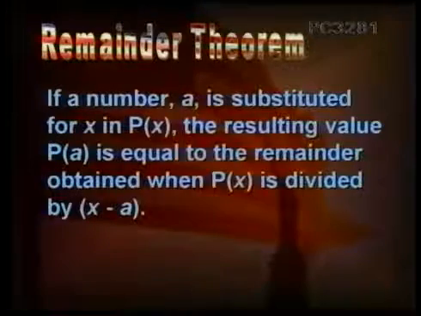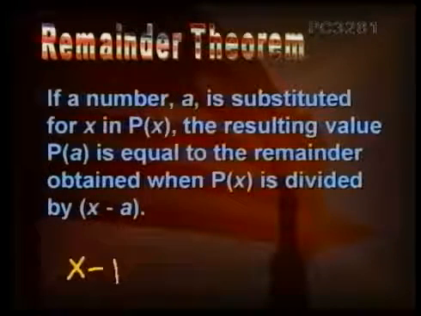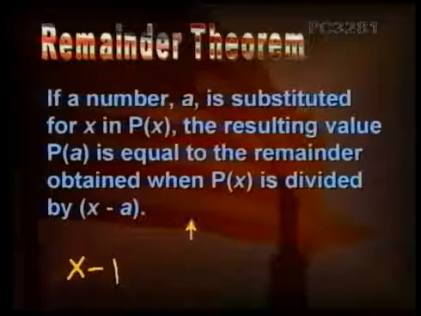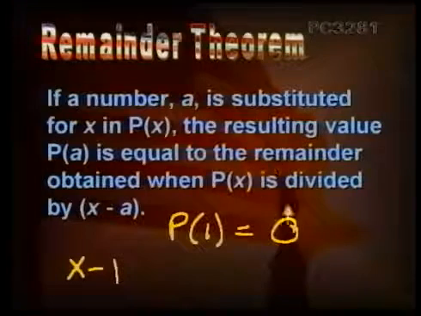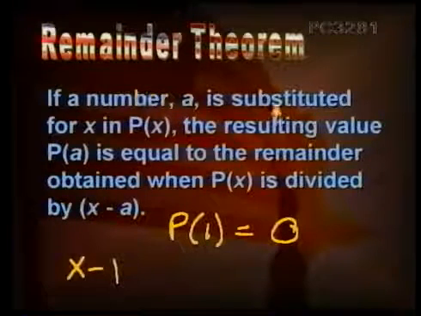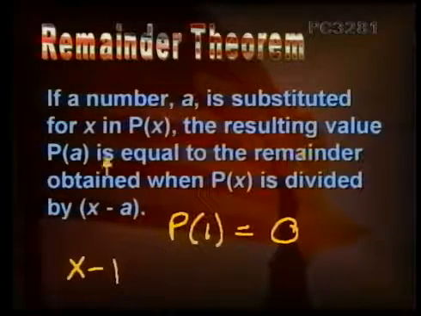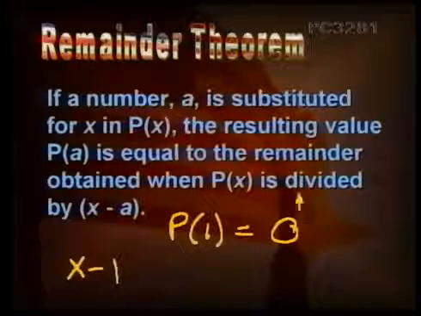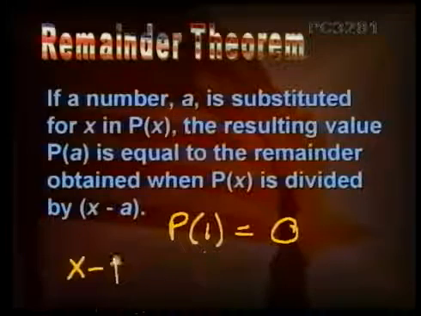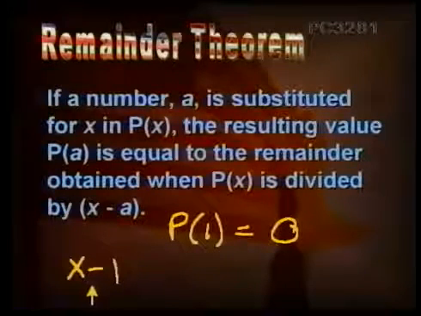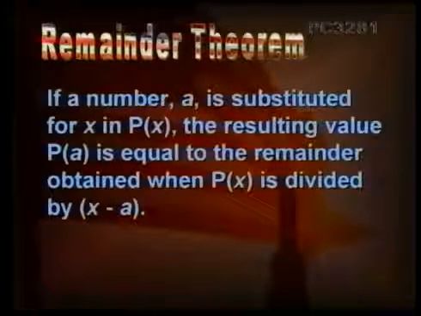So if I think, for example, x minus 1 is a factor of a polynomial, well, all I have to do is evaluate that polynomial for 1. And if it equals 0, and I'm kind of getting a little bit ahead of myself here. Okay, if a number a is substituted for x in p of x, the resulting value is equal to the remainder obtained. Well, whatever I get from my value of 1 would be the remainder I would get if I divided by that.